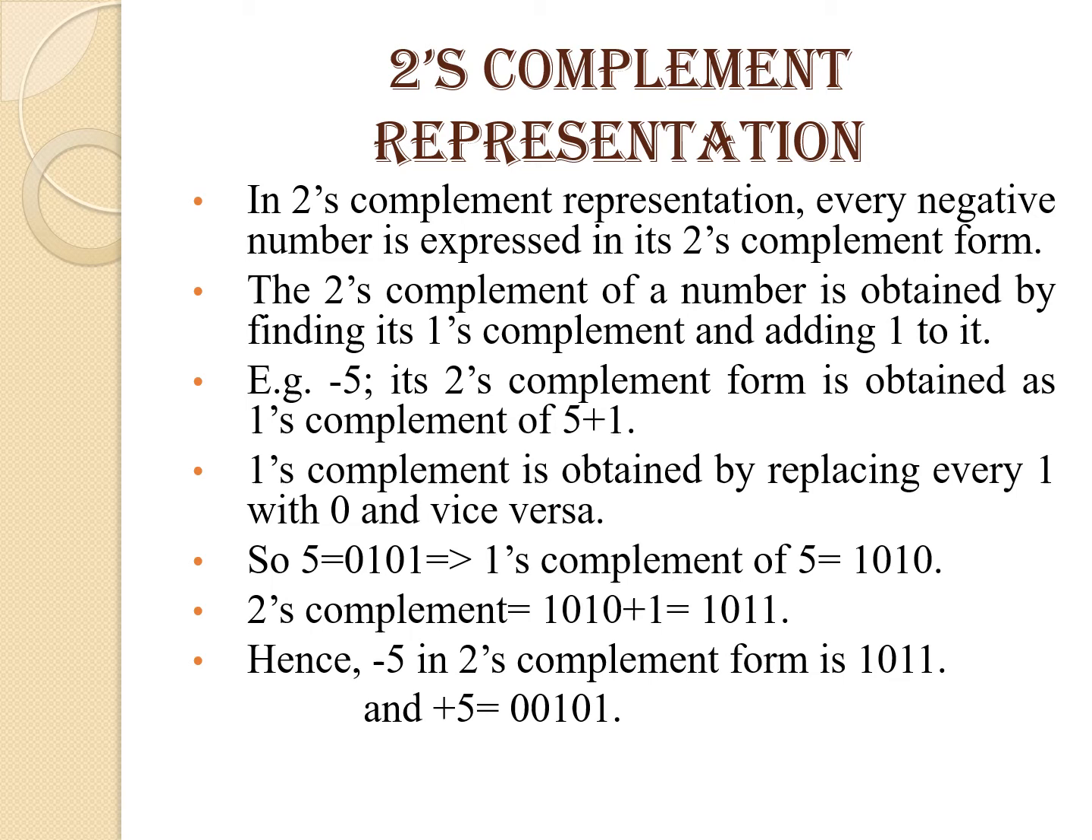Its 2's complement form is obtained as follows. So first of all, find out 1's complement of 5 and then add 1 into it. So 1's complement is obtained by replacing every one with 0 and vice versa. 5 will be equal to 0101 and 1's complement of 5 will be 1010. So the 2's complement will be 1's complement plus 1, that is 1010 plus 1 equal to 1011. Hence minus 5 in 2's complement form is 1011 and plus 5 will be 0101.